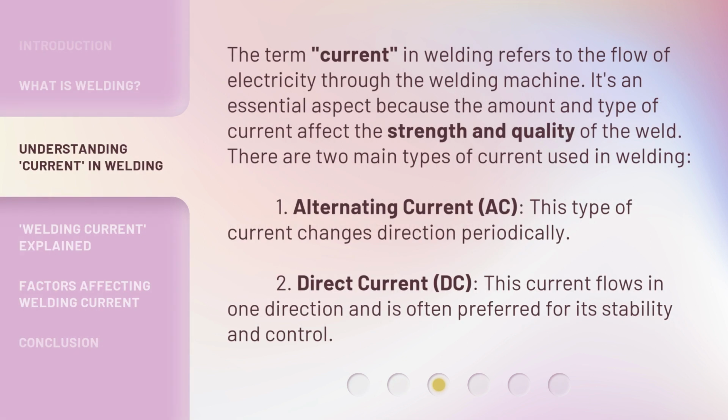The term current in welding refers to the flow of electricity through the welding machine. It's an essential aspect because the amount and type of current affect the strength and quality of the weld. There are two main types of current used in welding. 1. Alternating current, AC. This type of current changes direction periodically. 2. Direct current, DC. This current flows in one direction and is often preferred for its stability and control.